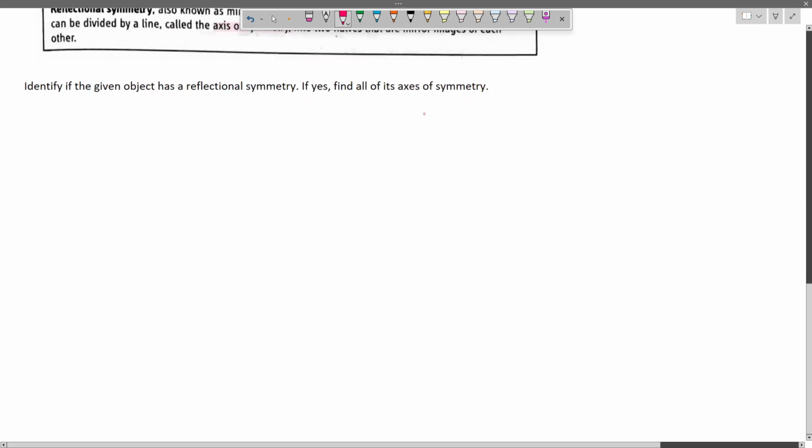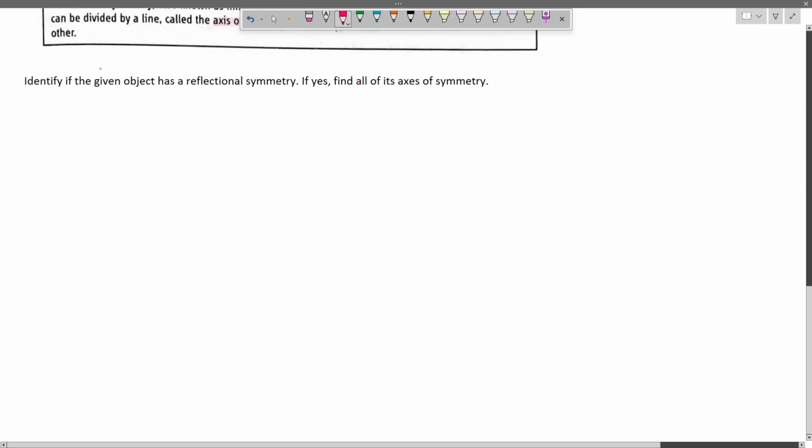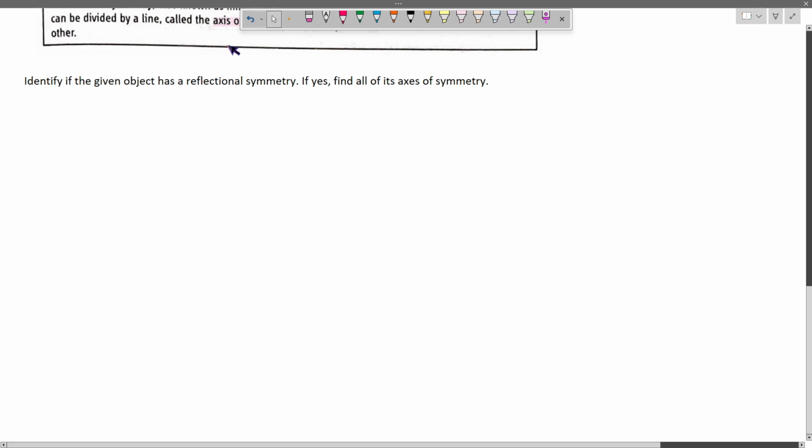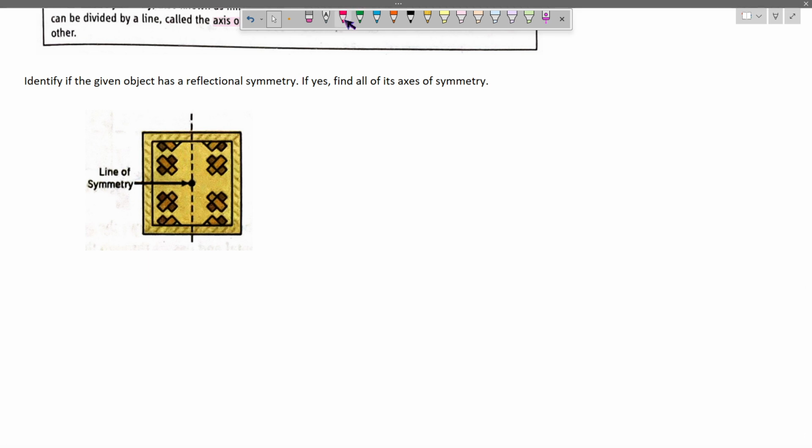So let's have more examples. We have to identify if the given object has a reflectional symmetry. If yes, we have to identify or find all of its axes of symmetry. So let's have this one as our first example. So we have this rug or a tile with a certain pattern. So our first line of symmetry is already drawn. So if we fold it in half, you will have exactly the same image, right? As you can see here. So yes, it automatically means that this has reflectional symmetry.